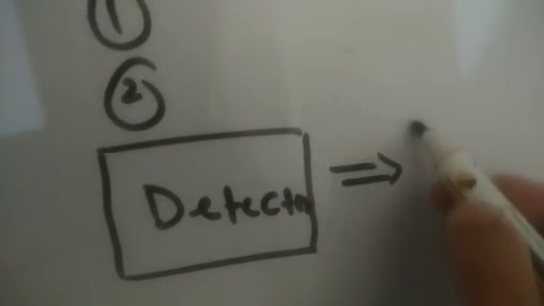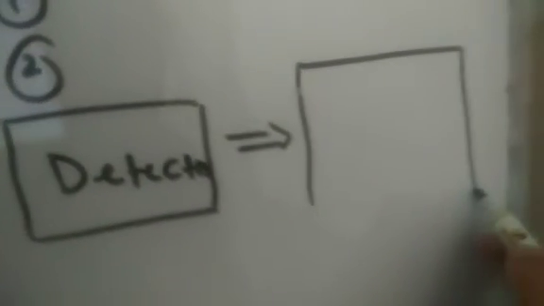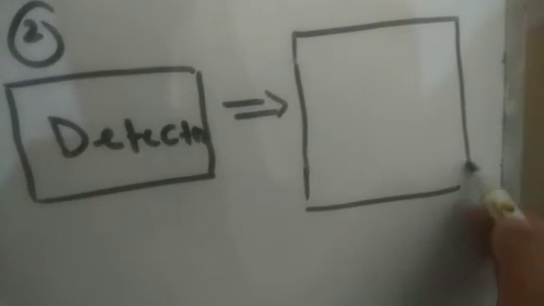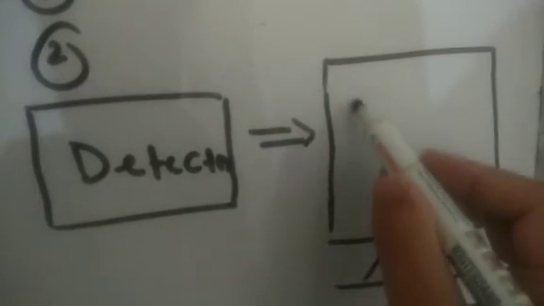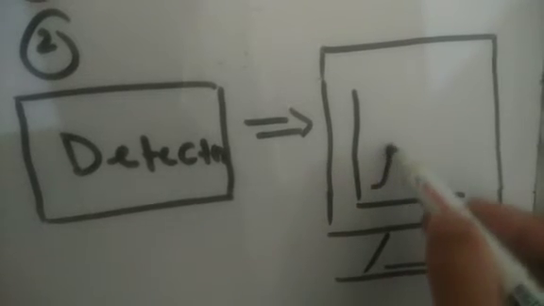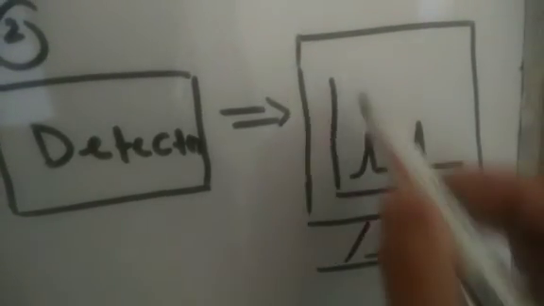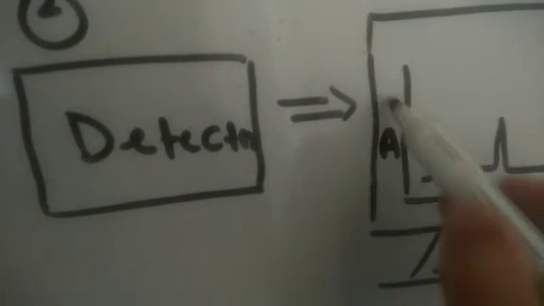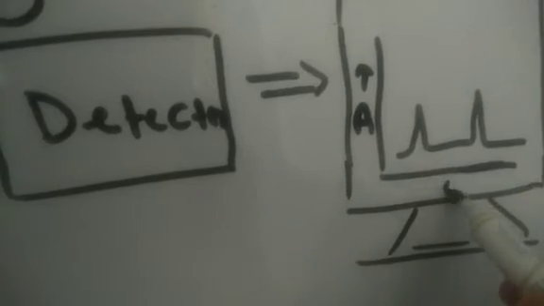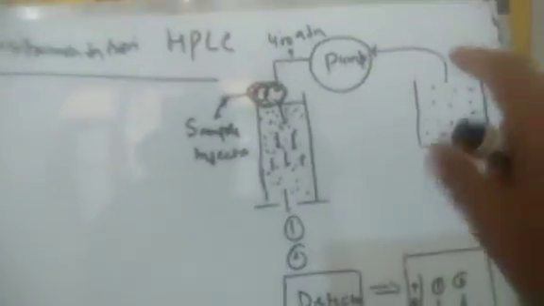I said the most common one is the UV visible detector. The detector is connected to the computer, so we get the information and we get a graph. The y-axis is absorbance because it is UV visible based, and this is always a time scale. Two compounds means two peaks. This is called your chromatogram. So this is the basic setup of the instrumentation.